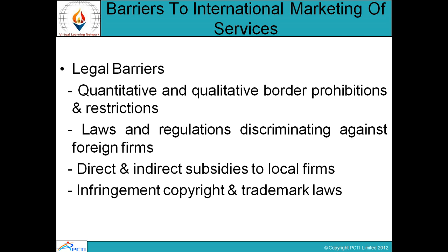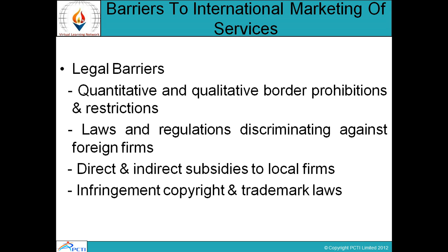Now there are certain barriers to international marketing of services. First is legal barriers. Because the production and marketing of services are closely intertwined with the societies being served, often the barriers associated with trade in services are even more restrictive than those associated with trade in products. Marketers of services face a plethora of legal restrictions in the global market.